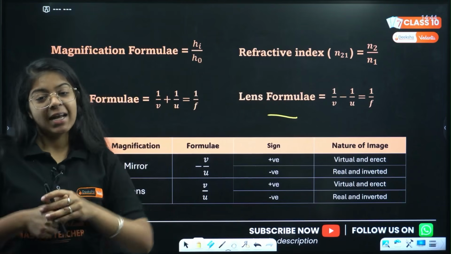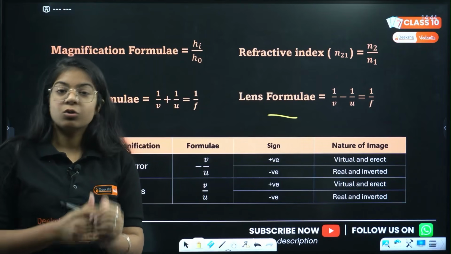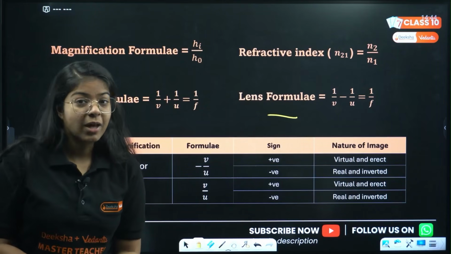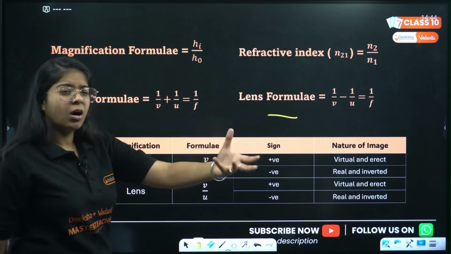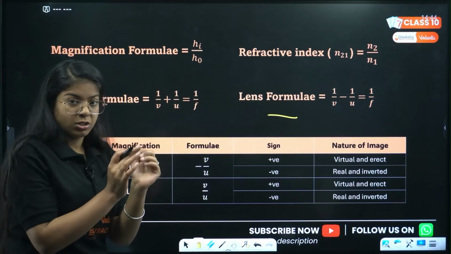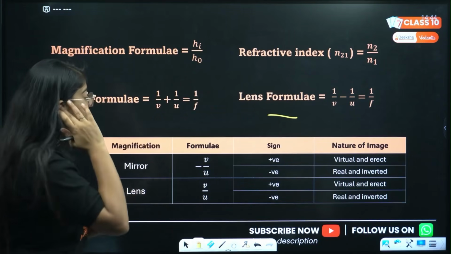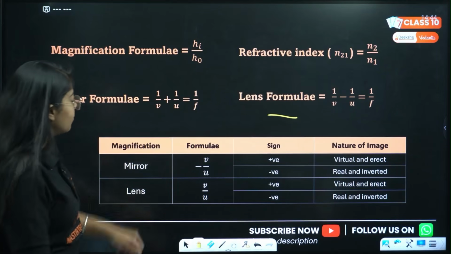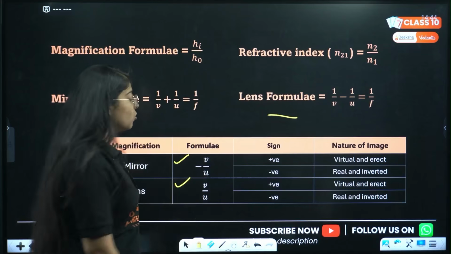Okay, it's fine, I get it, you all are scared. In the paper you might panic, but do not do that here. As soon as you read the question, see if it's a mirror or a lens and write it down on your answer sheet, in big words, that this is a lens, not a mirror. Okay, magnification. For a mirror we have minus V by U, for a lens we have plus V by U.